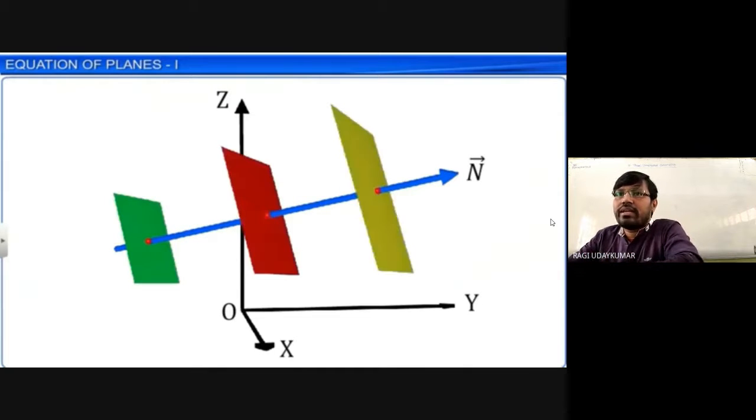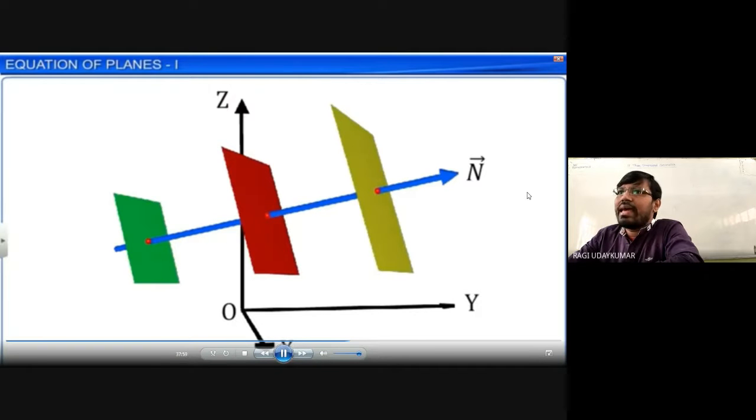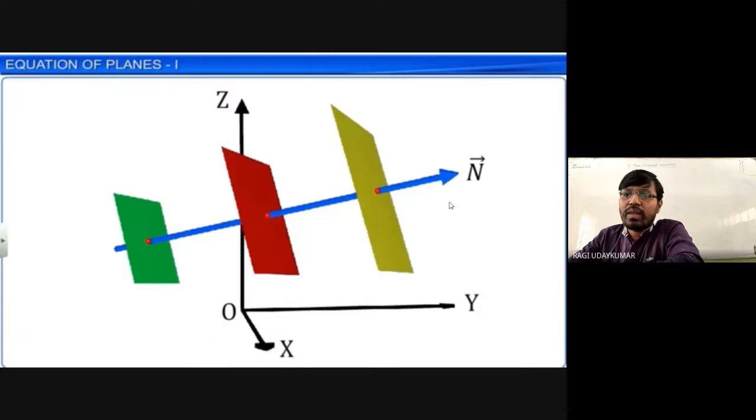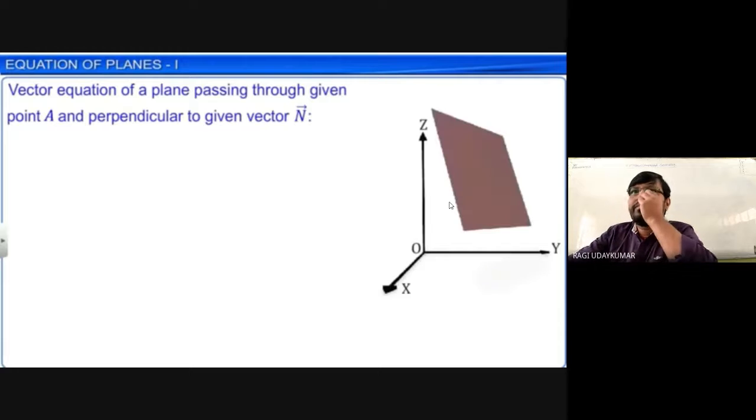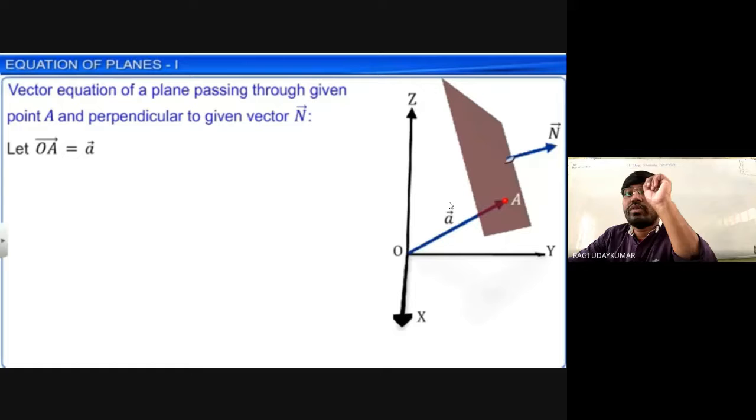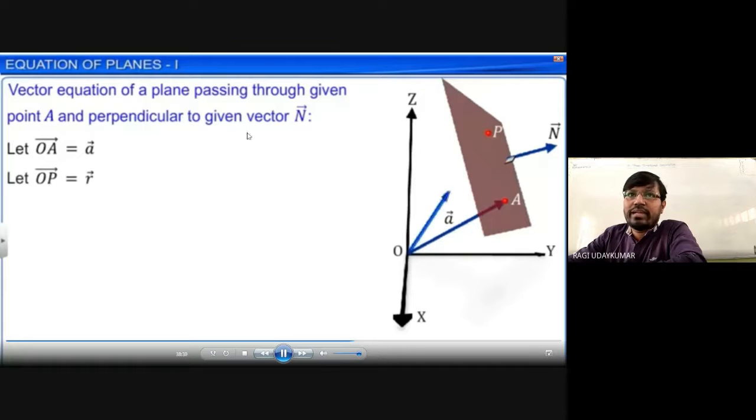Now, through a line or any point, infinite numbers of planes will be there. But if you take a particular point A, and a plane normal to the given vector, meaning perpendicular to the given vector, how many planes perpendicular to a given vector are there? So many. But passing through a particular point, only one plane will be there. So how do we determine that plane? We can find it out.